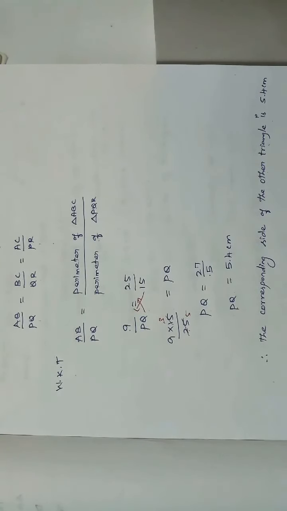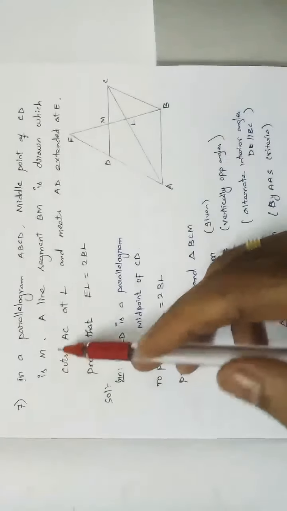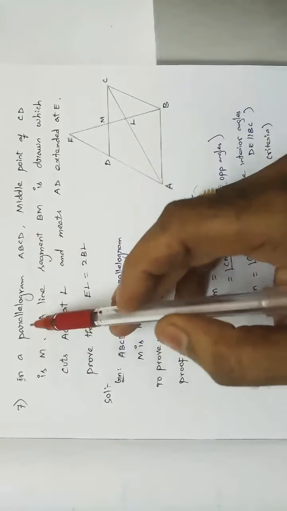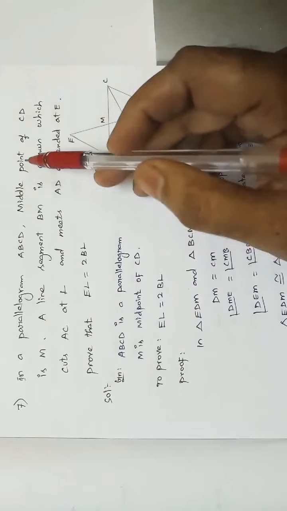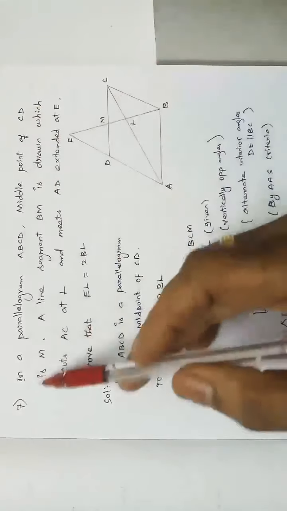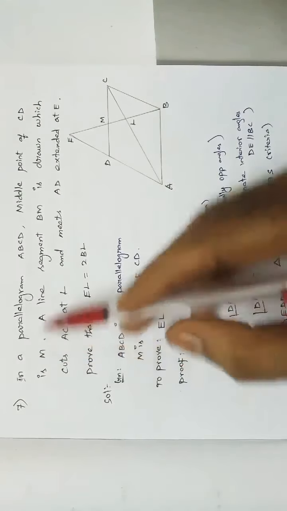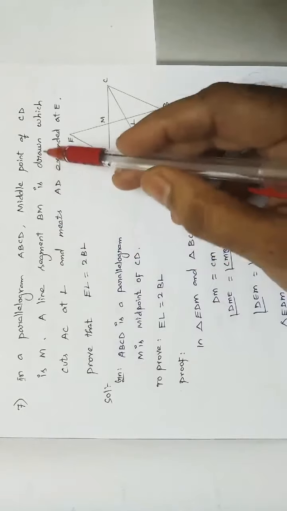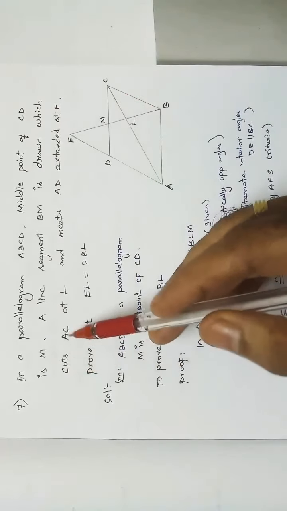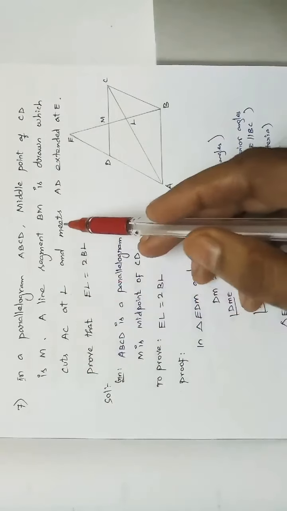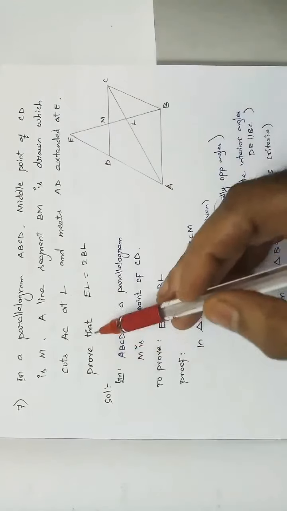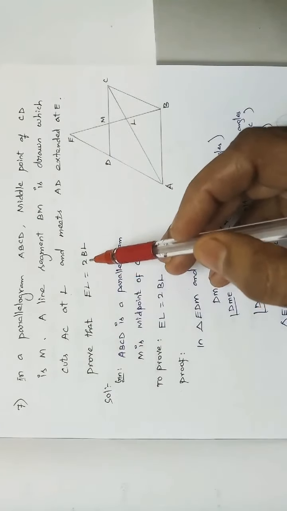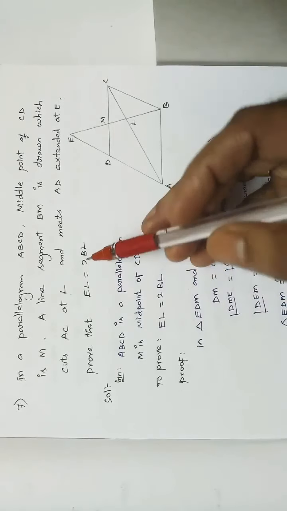Next question. Next, sum number 7. In a parallelogram ABCD, the middle point of CD, that means the midpoint of CD, is M. A line segment BM is drawn which cuts AC at L and meets AD extended at E. Prove that EL is equal to 2 times BL.